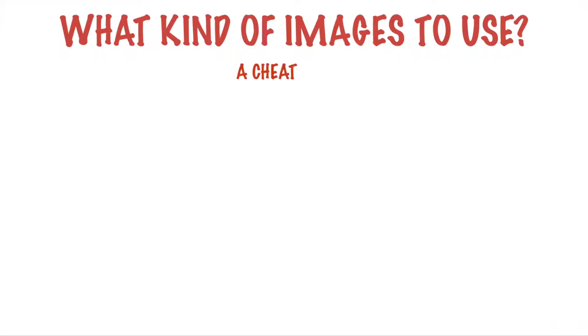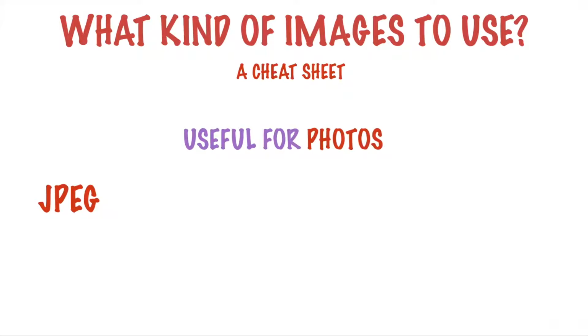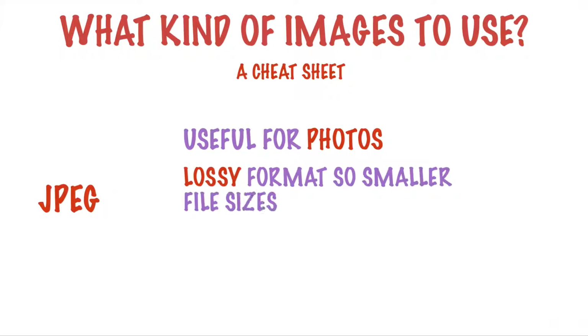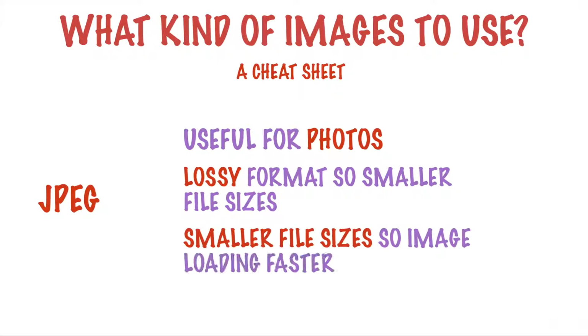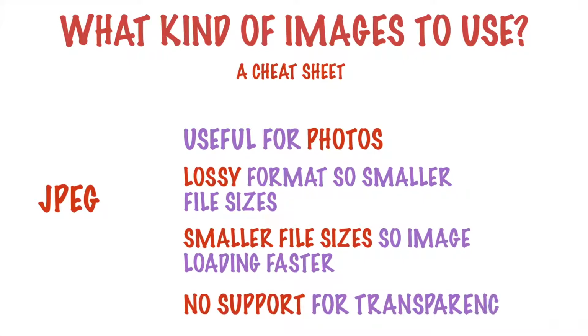Let's take a quick survey of the 3 common image types and see what their strengths and weaknesses are. The JPEG image format is particularly useful for photos. That's typically where it's used. JPEG is a lossy format because it involves compression. On the one hand, this makes the file sizes smaller so the pages load faster, which is good. On the other hand, the quality of the image can tend to deteriorate a little bit because of the compression.